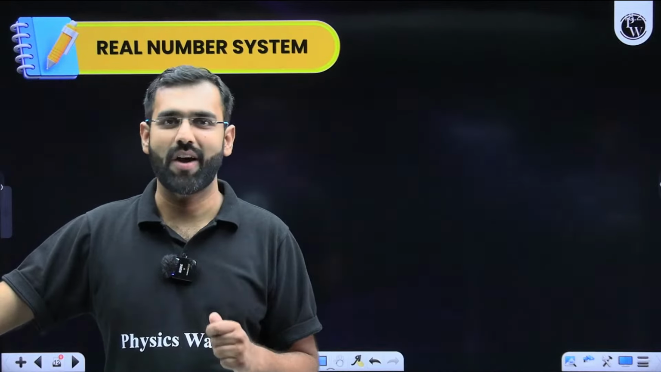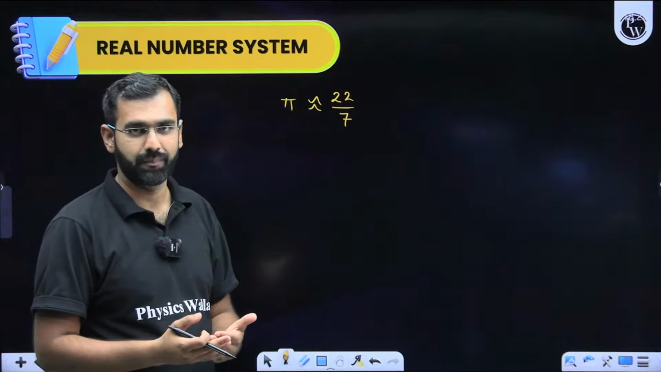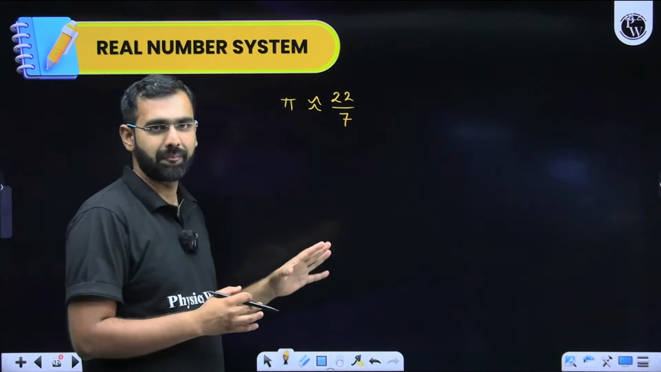If you think that pi is a rational number, then some of you might convince me by saying, sir, pi is 22 by 7. And 22 by 7 is a rational number because it is in the p by q form. But I hope you all know very clearly that pi is not exactly 22 by 7. This is the approximate value of pi.